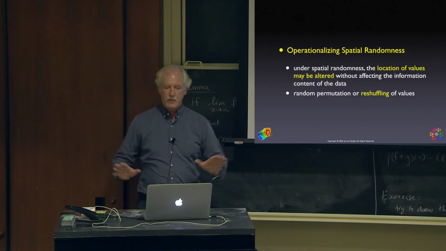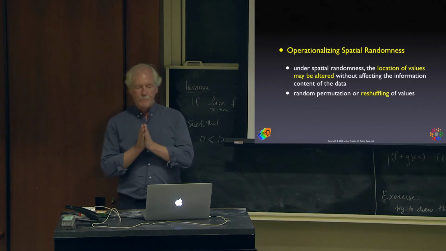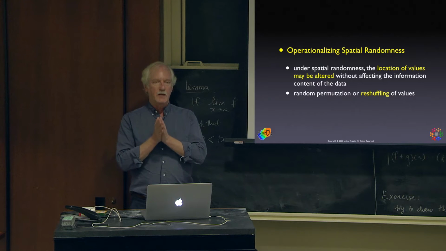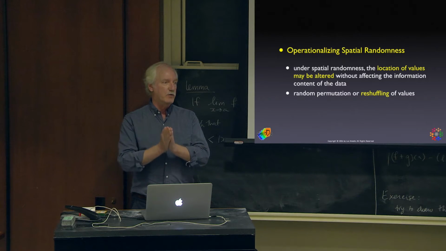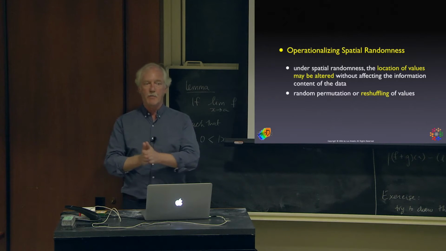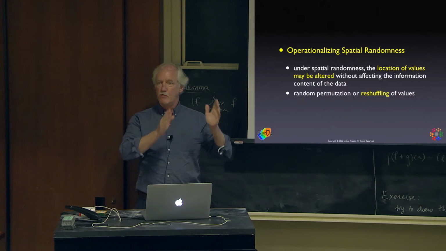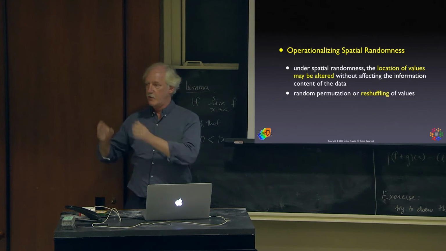So under spatial randomness, operationally, it doesn't matter where the values are. If you remember the Milwaukee example, there was a histogram for the true map and a histogram for the fake map.